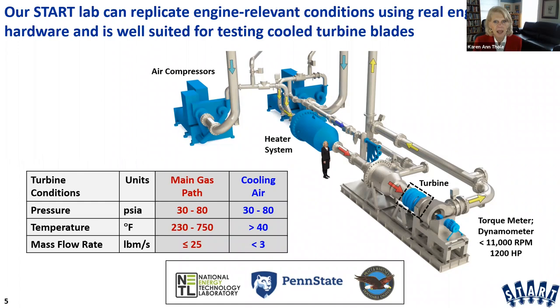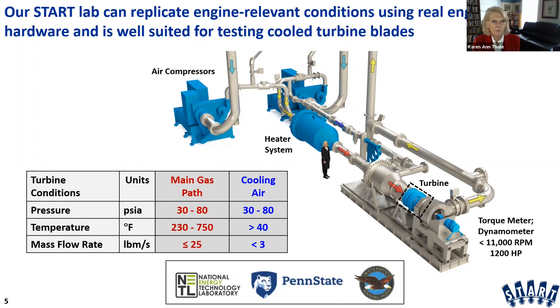And what you see there is two compressors producing about 25 pounds per second of air. That is then heated up in a heater chamber, a natural gas burner. Some of that air is siphoned off to cool the turbine parts. And then you see the turbine downstream, which is a one-stage turbine. It's a vane and blade. So the vane and blade are really what I want to talk a little bit about.